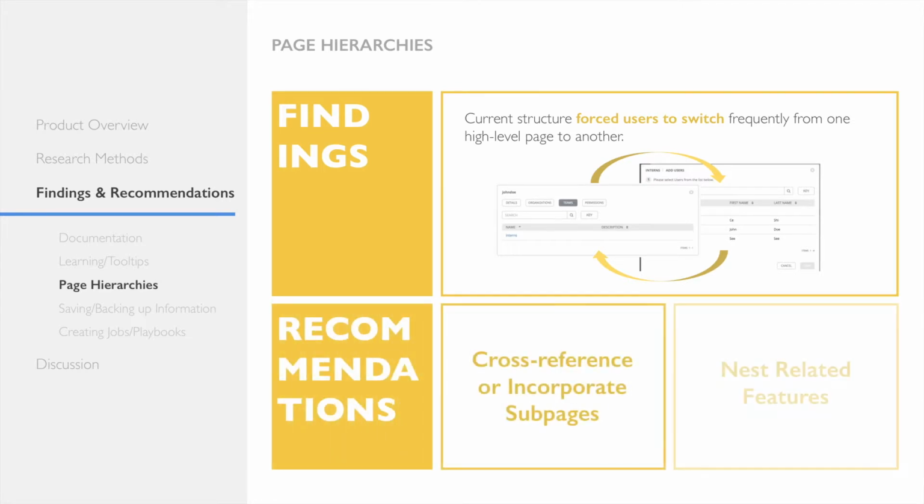We suggest generally restructuring the page hierarchies so that each high-level page could cross-reference or incorporate related subpages. Nesting these related features within the structure will allow for a more seamless navigation and significantly assuage fears over redundancy or lost work.